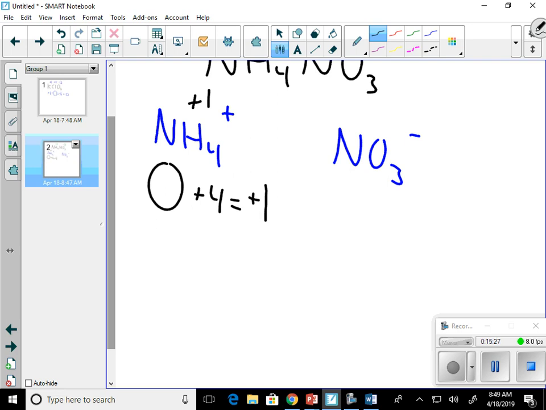Either way, a little bit of math here should tell us that nitrogen is what? Something plus 4 equals plus 1? -3. Let's do the same thing with the nitrate. We know the oxygen in nitrate's -2 times 3 is -6. The nitrogen plus -6 will equal a -1. +5.